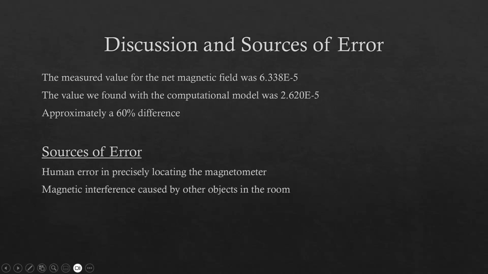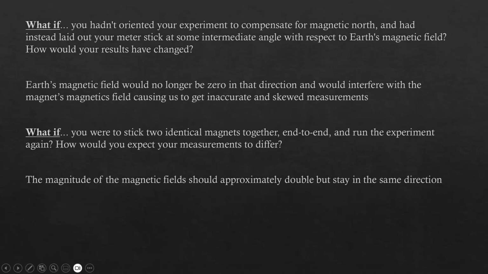Possible sources of error included human error in precisely locating the magnetometer and magnetic interference caused by other objects in the room. So what if I hadn't oriented my experiment to compensate for magnetic north and had instead laid out my meter stick at some intermediate angle with respect to Earth's magnetic field? How would the results have changed? Earth's magnetic field would no longer be zero in that direction and would interfere with the magnet's magnetic field, causing us to get inaccurate and skewed measurements.